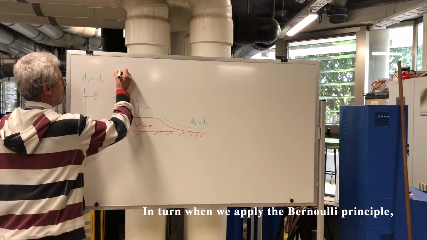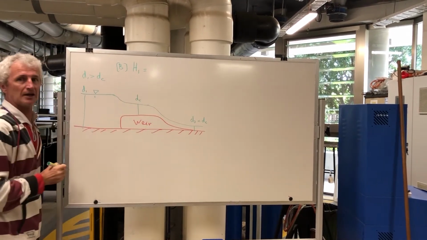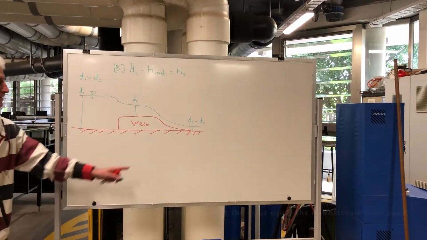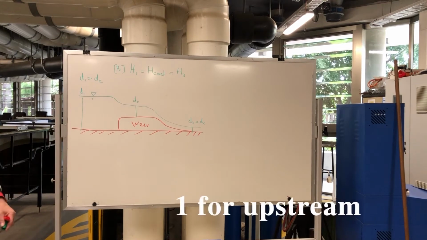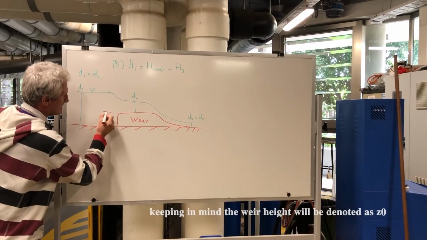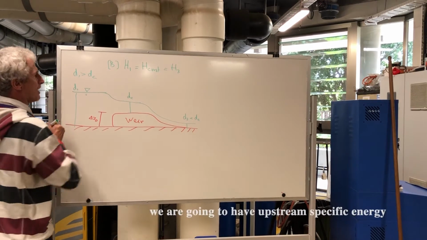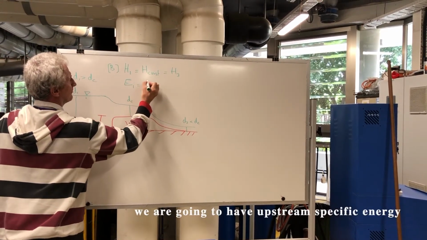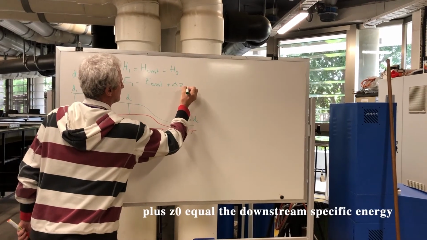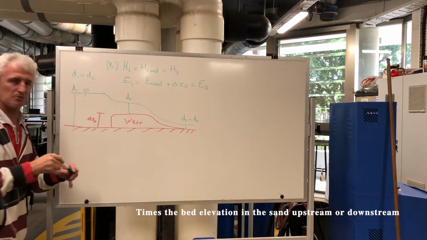In turn, we may apply the Bernoulli principle, which tells us that the upstream total head equals the total head at the crest, which equals the downstream total head, where I use the subscript 3 for downstream and 1 for upstream. If we replace this as a function of the specific energy, keeping in mind that the weir height will be denoted Z0, we have the upstream specific energy, the specific energy at the crest, and the downstream specific energy, as long as the bed elevation is the same upstream and downstream.